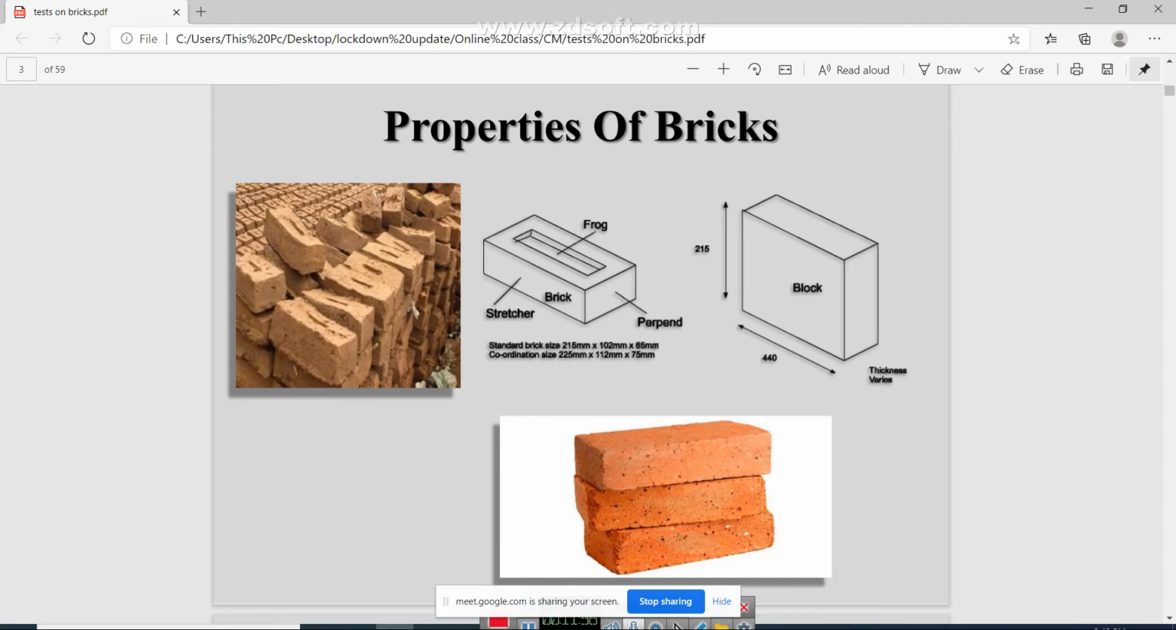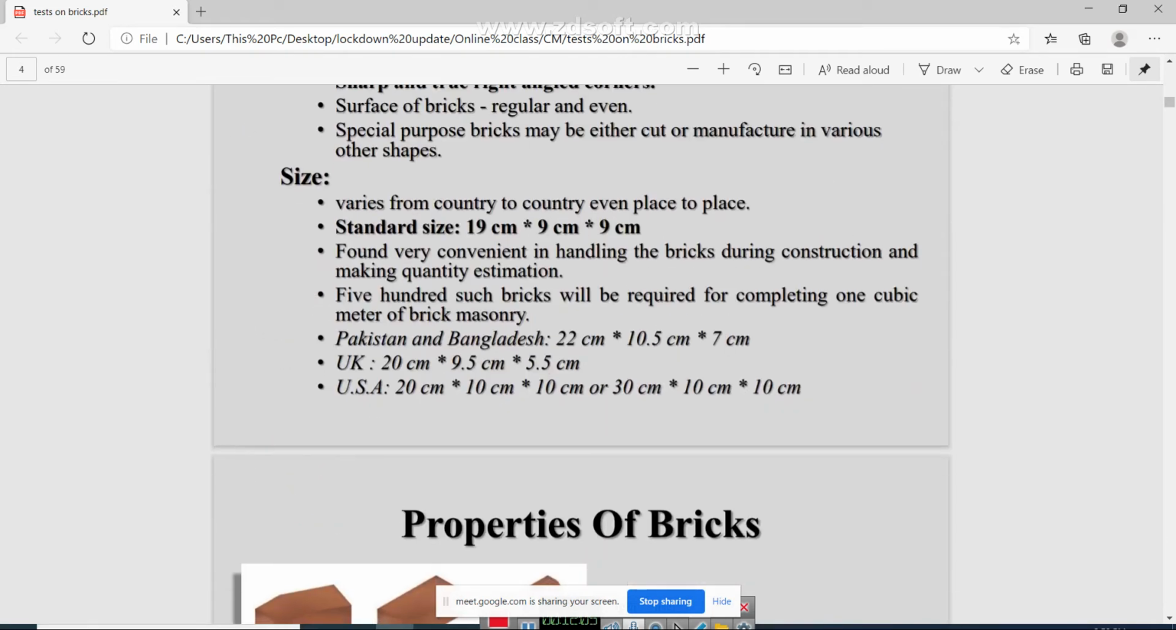And what is the purpose? Within that depression, you will indicate the name of the manufacturer. Also, when the brick is placed in a bed, or when mortar is used to join the bricks to form a brick course, this frog will act as a good key for the mortar. In this diagram you can see what is meant by a frog. You might have already seen this if you have observed bricks used for construction.